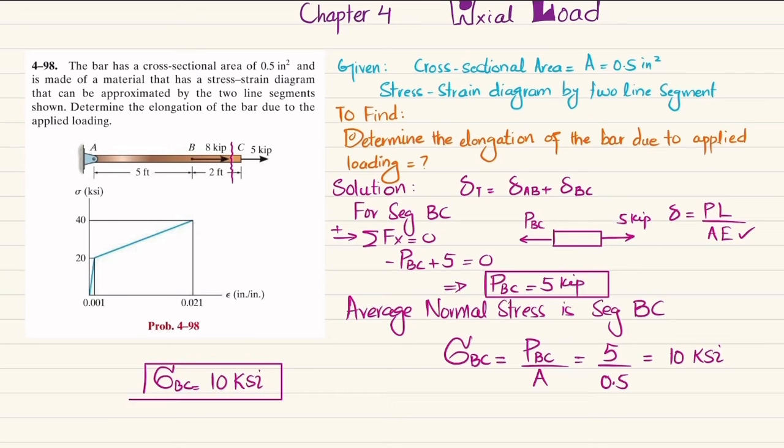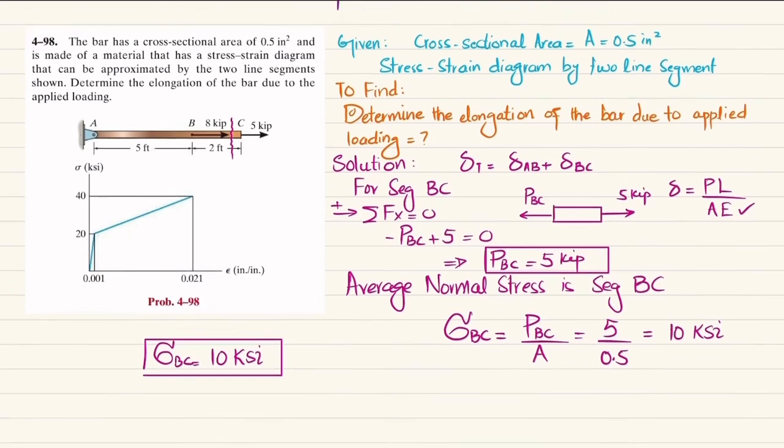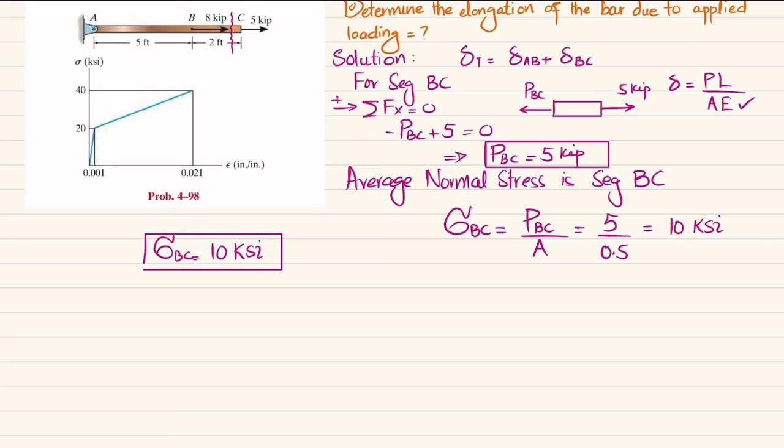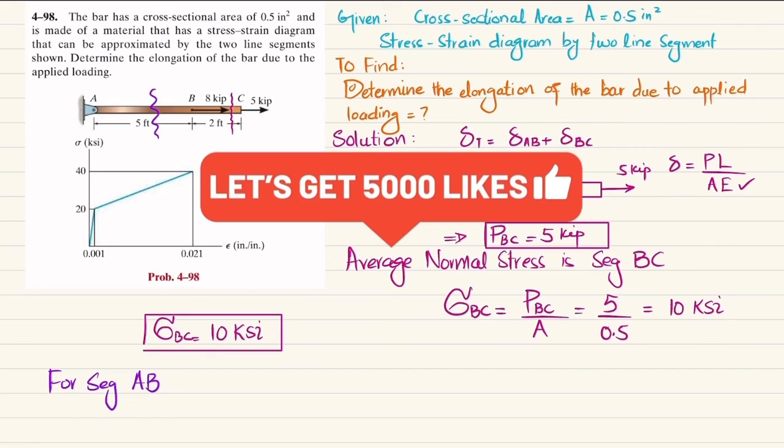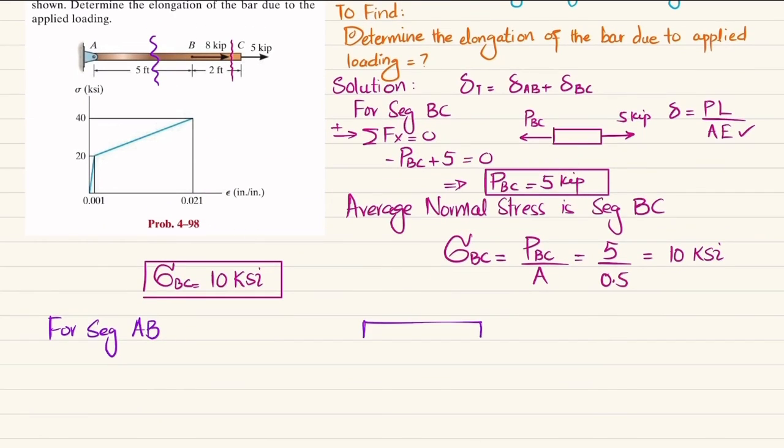Now we will find the stress for segment AB. What if I cut this segment AB and draw the free body diagram over here? It will be like this. This is your point C where you have the 5 kips load, and this is your point B where you have a load of 8 kips. In order to balance it, we should have a force toward the left side, and this force will be equal to PAB. So how will you find PAB?